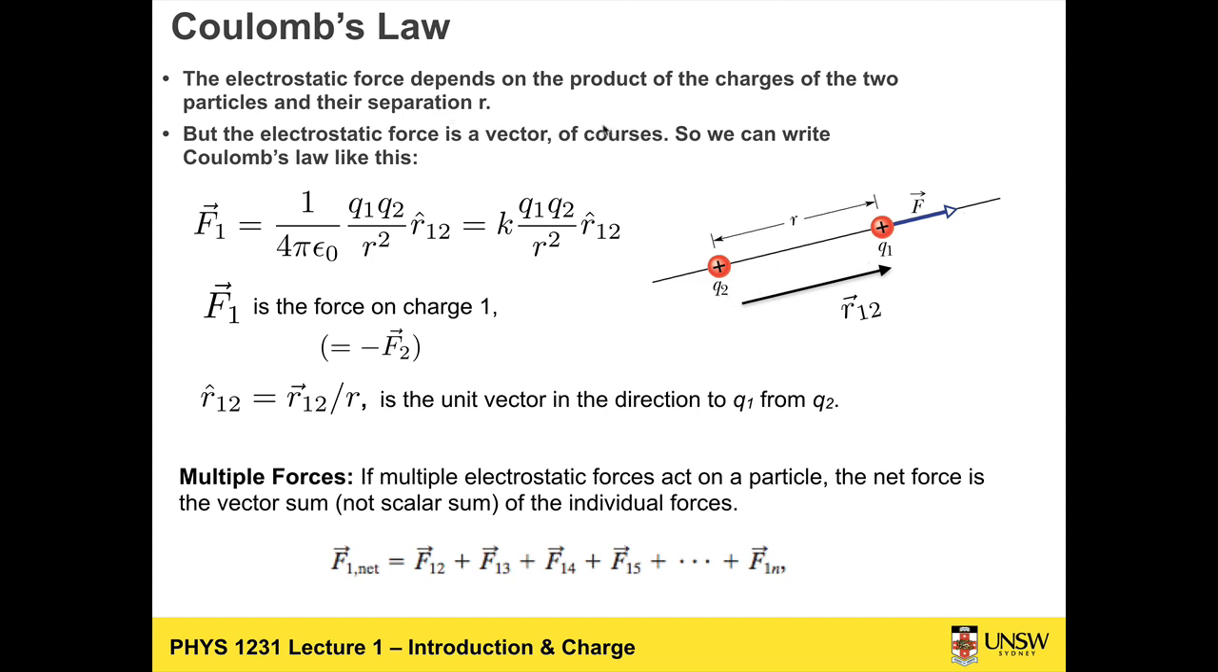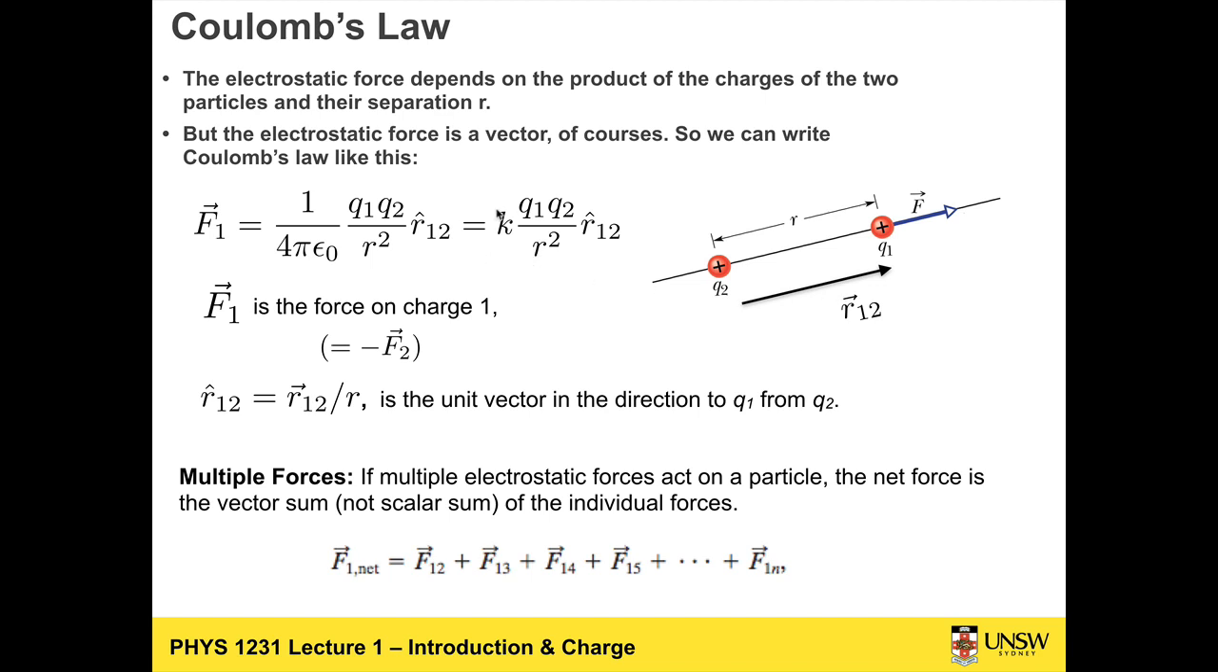And of course, the electrostatic force is a vector, and we express that by writing Coulomb's law in this vector form, where F1 is the force on charge 1 due to charge 2, which is, of course, minus F2, the force on charge 2 due to charge 1. And we wrote it in this form, 1 over 4 pi epsilon naught, the product of the charges, divided by the distance squared. And since it's a vector, we give it its direction by this unit vector, r12, which is a unit vector that points from 2 to 1, as I've drawn here.